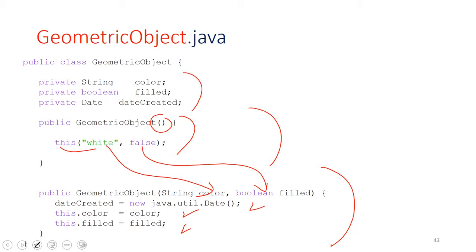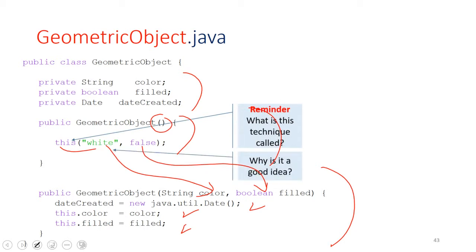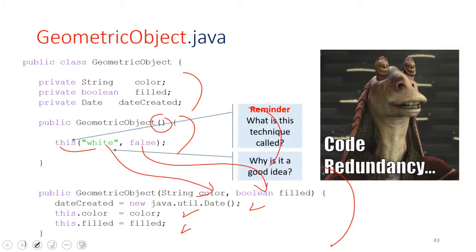So all stuff from module two, and then what? So what is this technique called? We are running out of time, so I'm not going to update you with that. But we are still trying to avoid code redundancy here, okay, using that delegation with the this keyword. Nothing new here. Nothing new compared to the previous module, I mean. So this is a review.